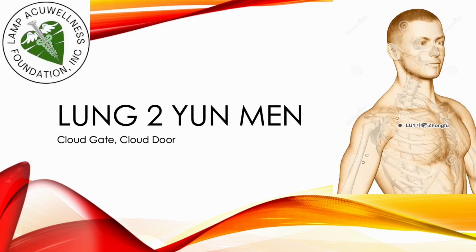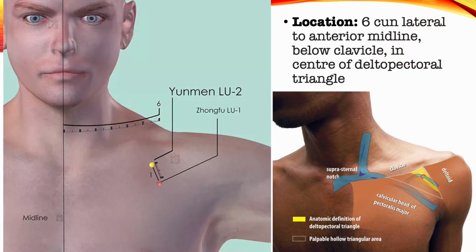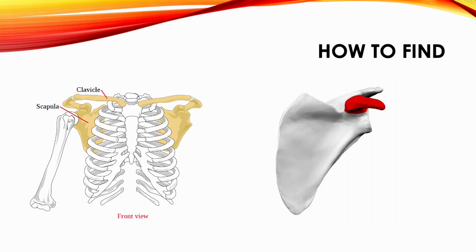Lung 2, Yun Men, Cloud Gate, Cloud Door. Location: 6 Sun lateral to the anterior midline, below the clavicle, in the center of the deltopectoral triangle.